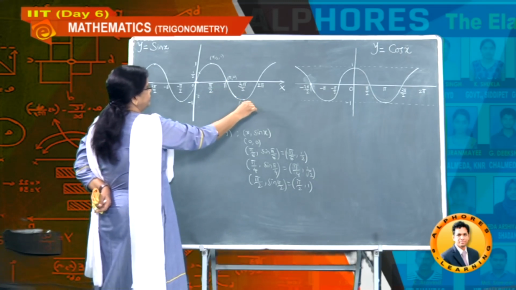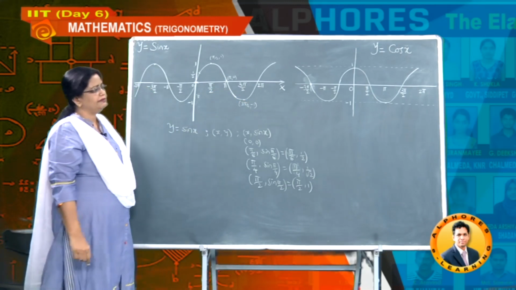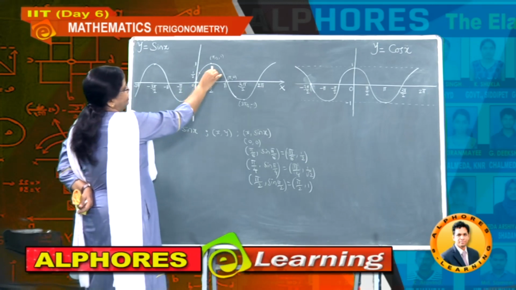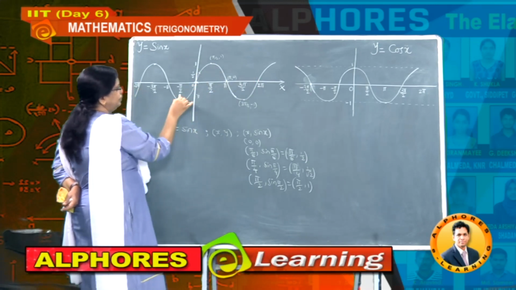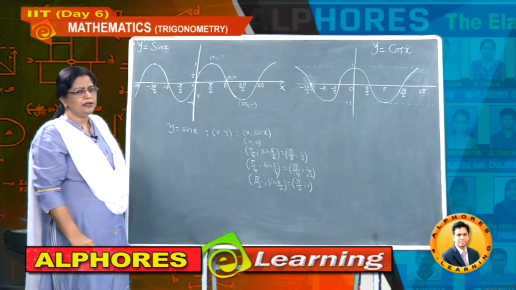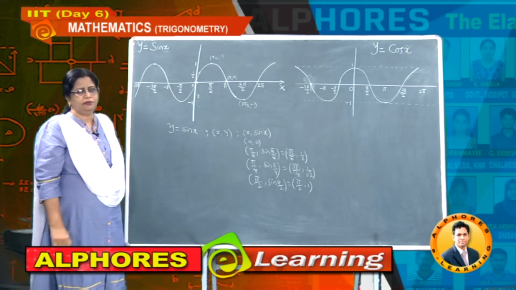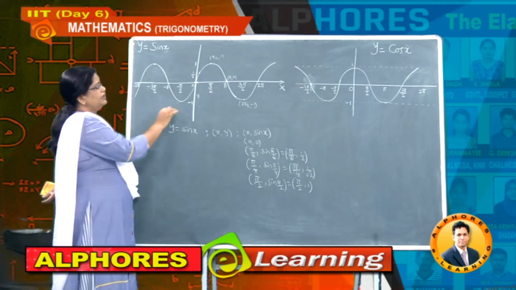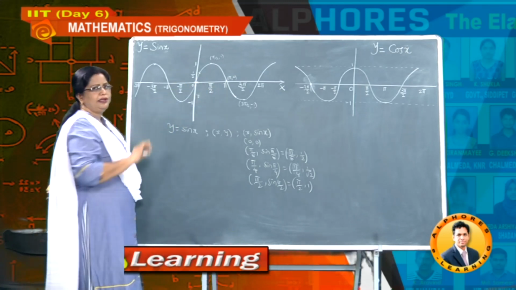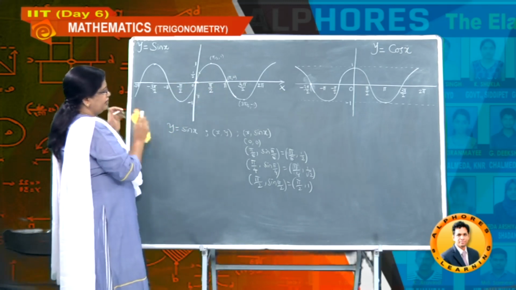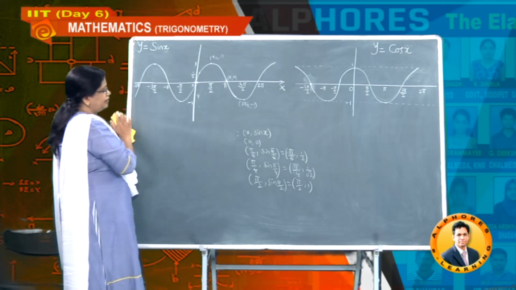So when x is 3 pi by 2, the y value is minus 1, and if you join all these points you will obtain a wave type. Then suddenly we may get a doubt. What is the doubt? Why are these coming as a curve, why not as a line?